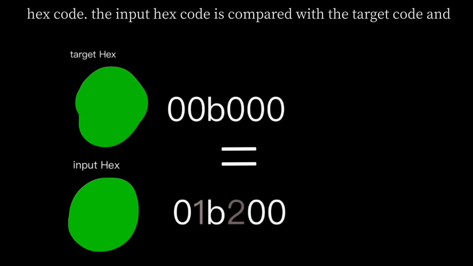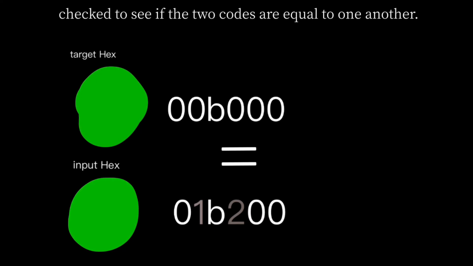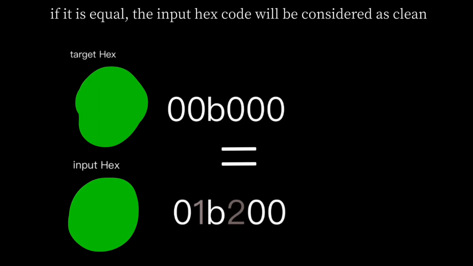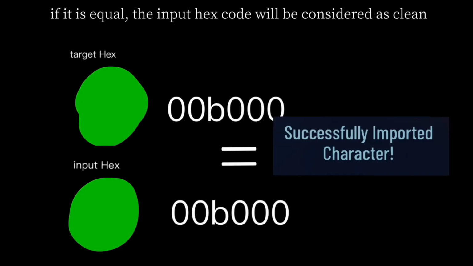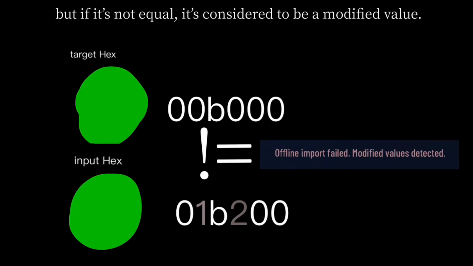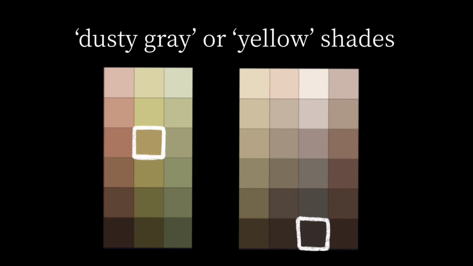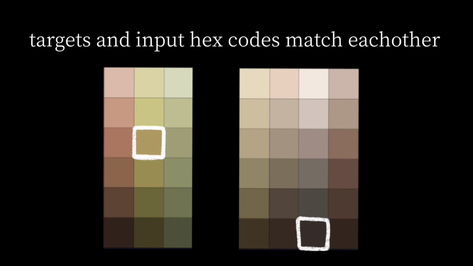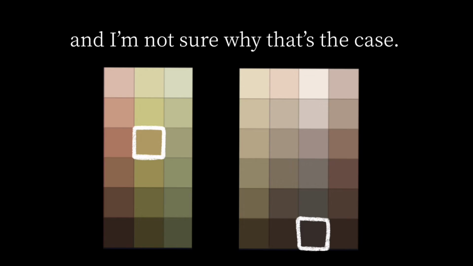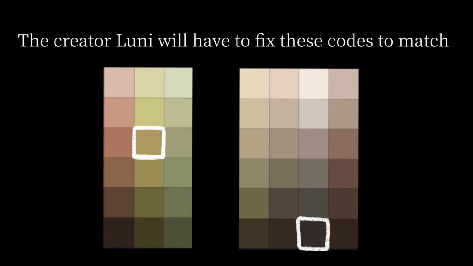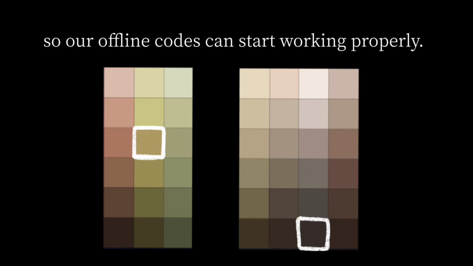The input hex code is compared with the target code and checked to see if the two codes are equal to one another. If it is equal, the input hex code will be considered as clean, but if it's not equal, it's considered to be a modified value. Neither the aforementioned dusty gray or yellow shades' target and input hex codes match each other, and I'm not sure why that's the case. The creator will have to fix these to match so codes can start working properly.